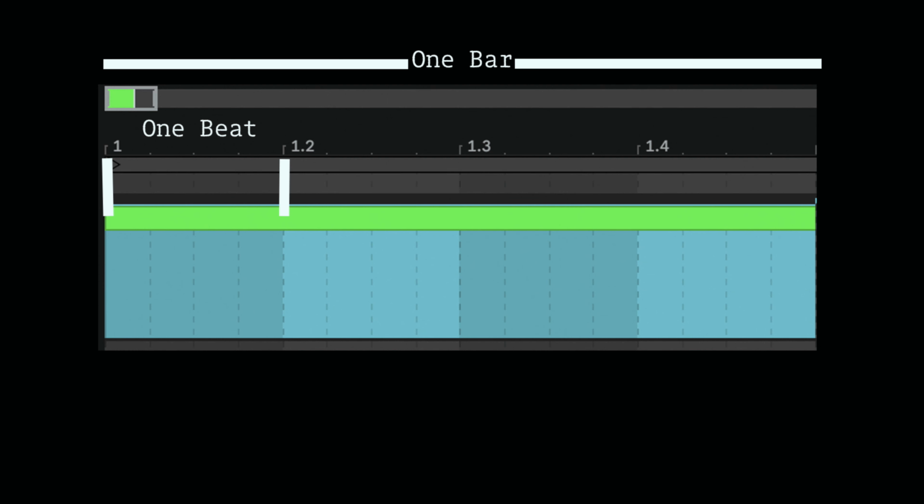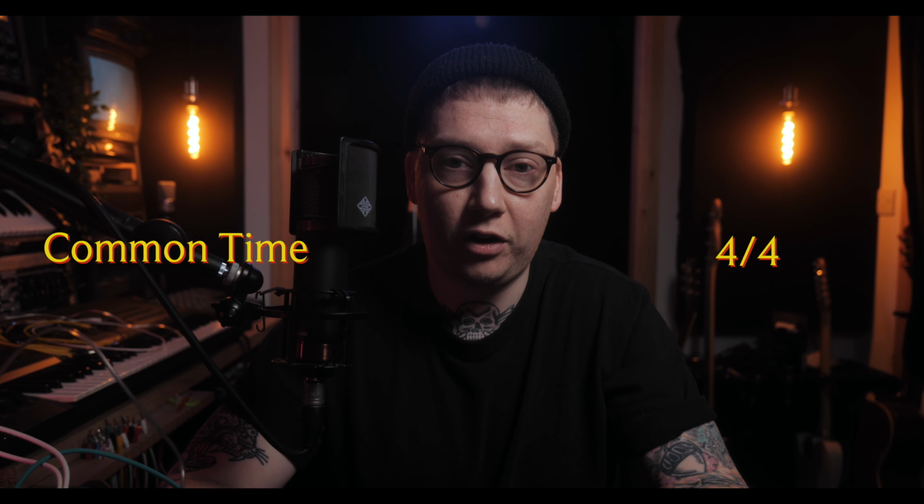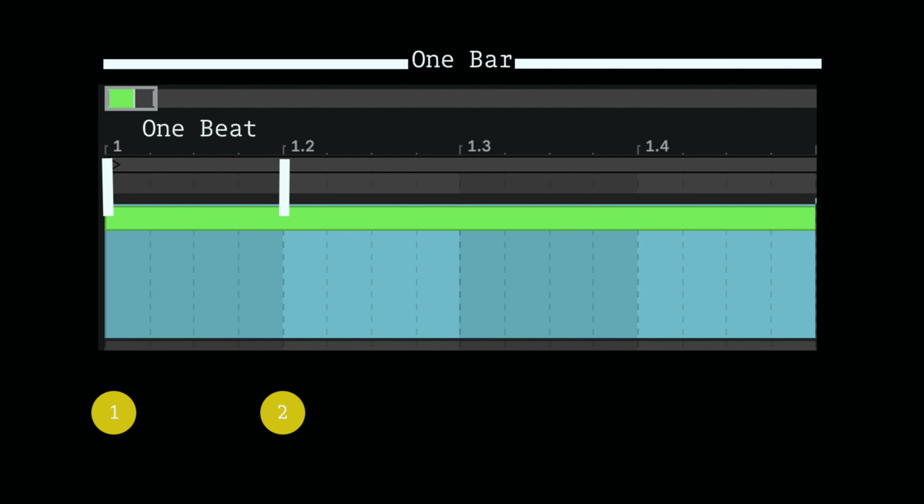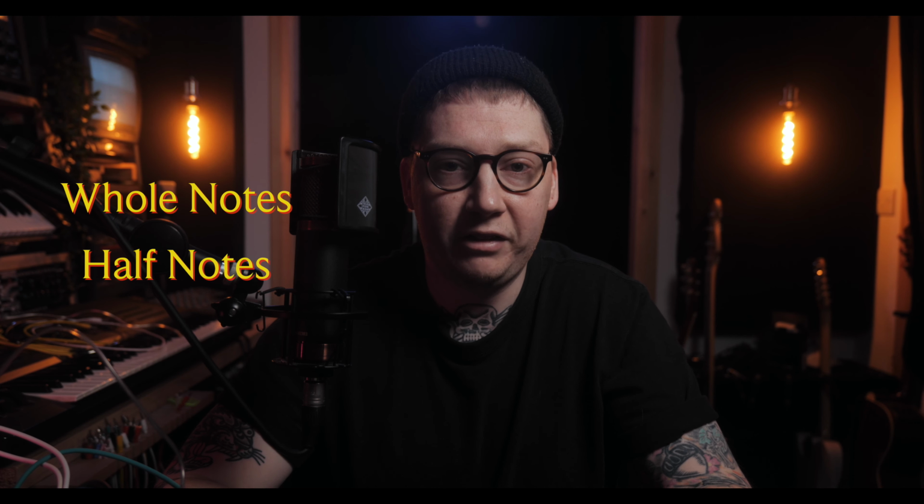And then the last foundational thing that I think is really important to get you going is to know about rhythm and the counting system that we use in music. So we tend to divide everything into bars, and each bar has a number of beats, and in Western music we tend to favour what's called common time, which is 4/4, meaning 4 beats per bar. And we count it like this: 1, 2, 3, 4. The full bar equals whole notes, the half bar equals half notes, and then each beat is a quarter note.